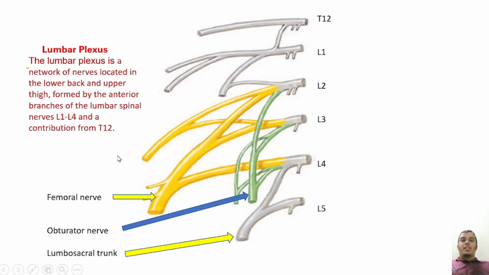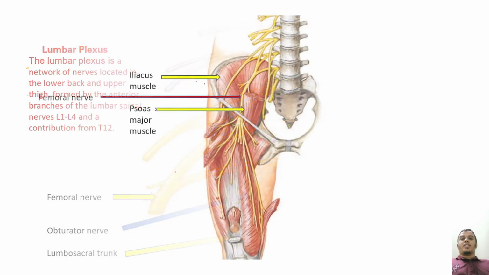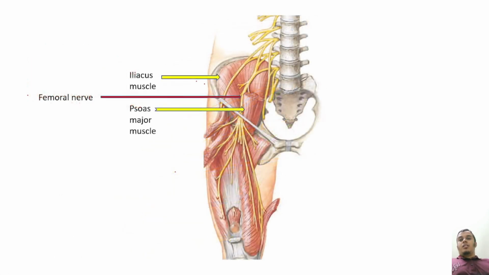If we see the picture, the femoral nerve after originating from the lumbar plexus passes over the iliacus muscle, and we also see the psoas major muscle. It passes through the femoral canal and enters the thigh and supplies the anterior aspect of the thigh.